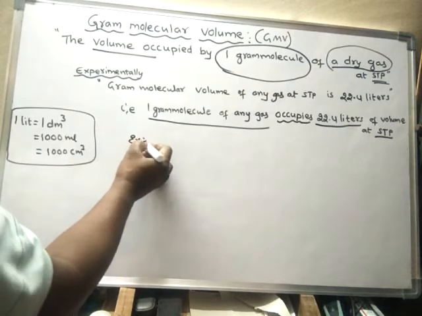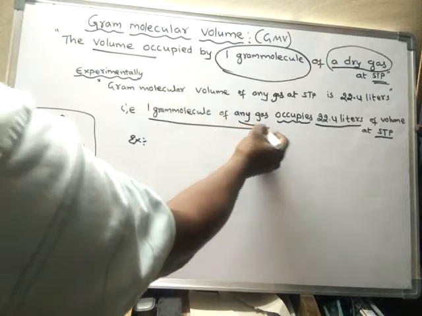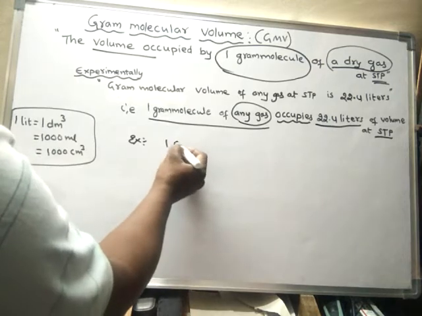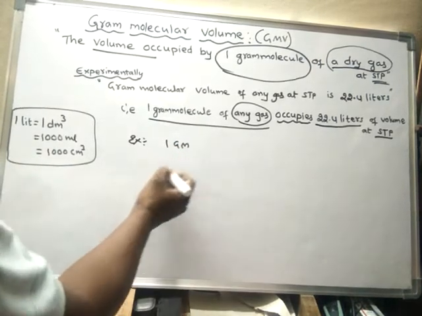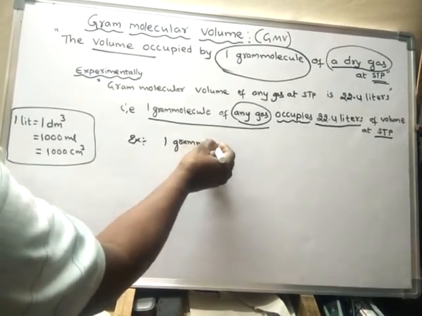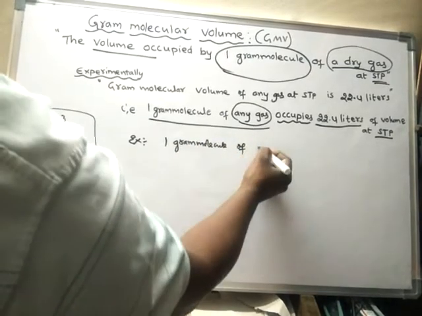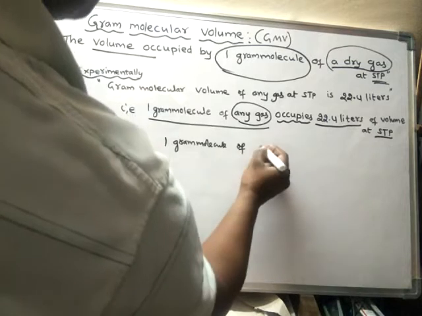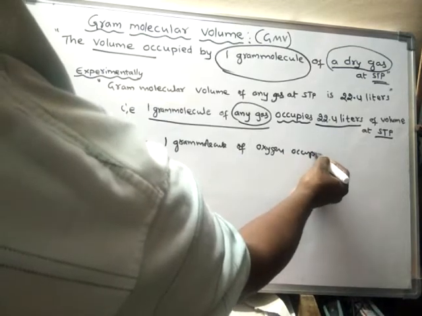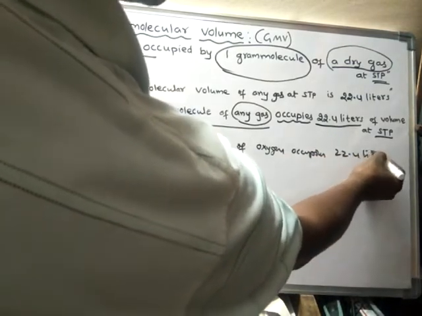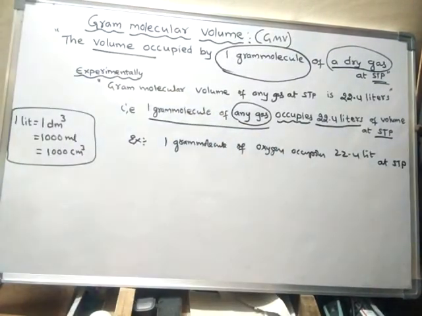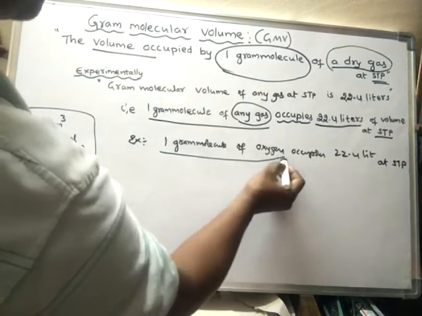Example: 1 gram molecule of any gas it may be. Let us take oxygen gas. I will take now 1 gram molecule of oxygen. It occupies 22.4 liters at STP.